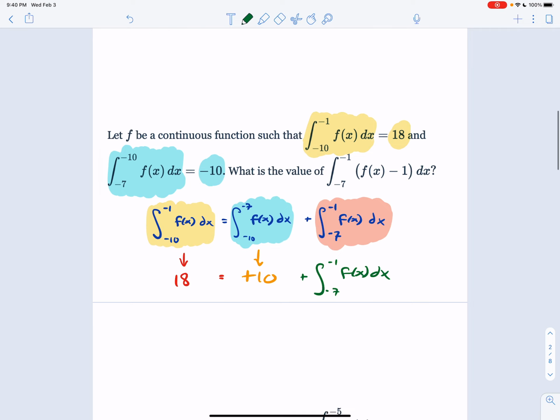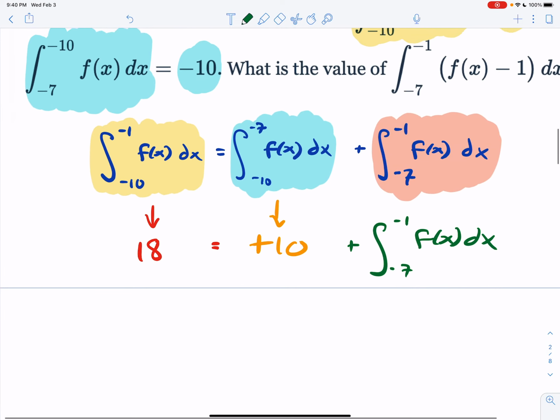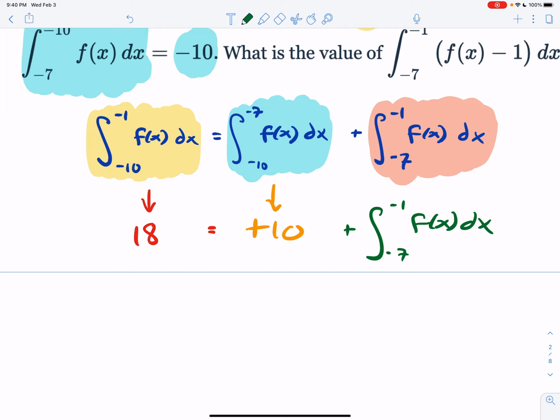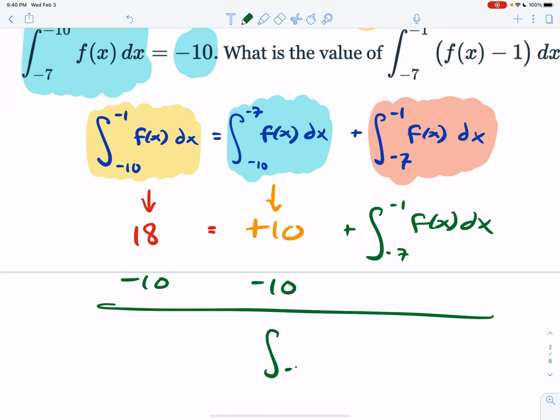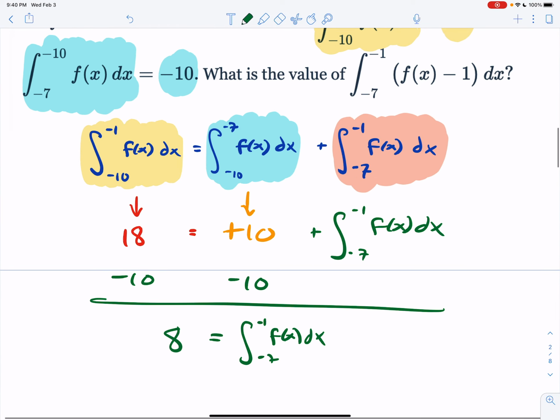So if you take a look here, well, if 18 is equal to 10 plus this integral, if you go ahead and solve for the integral by isolating it, the integral from -7 to -1 of f of x dx, that whole thing should equal 8. They didn't give us this fact, but we were able to find it just by doing a little bit of math.